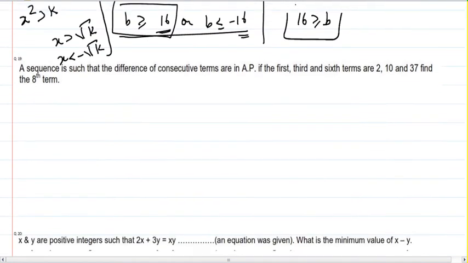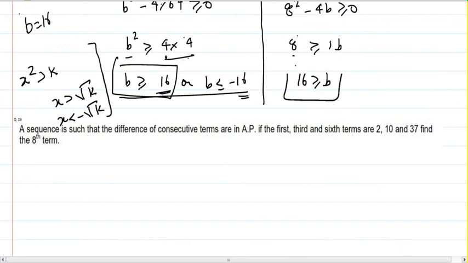I think this is our last problem. Now there's one more. What does it say? A sequence is such that differences of consecutive terms are in AP. All right. The first, third and sixth terms are 2, 10, 37. Find the eighth term. All right. So first of all, I have got six terms: first, second, third, fourth, fifth and sixth. First term is 2, third term is 10 and the sixth term is 37.